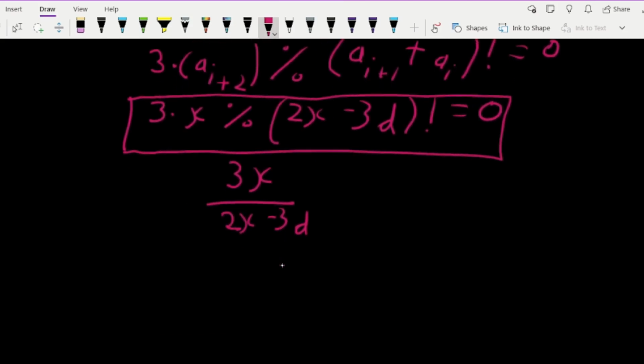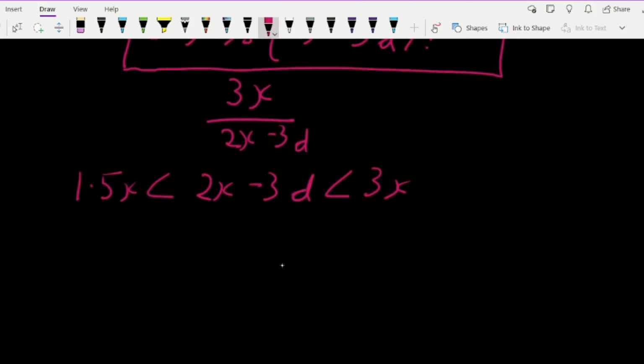So 2x minus 3d should be greater than 1.5x and it should be less than 3x. Solving these inequalities, here it will be 0.5x should be greater than 3d, and on the right side 2x should be greater than minus 3d.